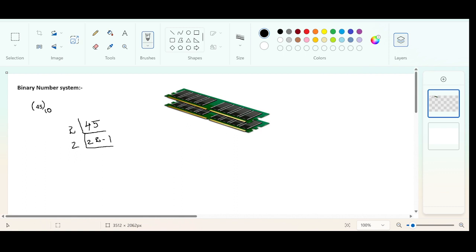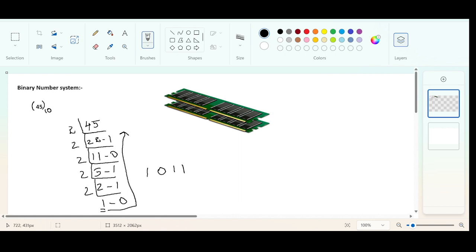Again divide by 2: 11 times 2 is 22, the remainder is 0. Then 5, the remainder is 1. Then 2 2s are 4, the remainder is 1. Then 2 1s are 2, the remainder is 0. I need to divide until the last remainder is 1. I will rewrite this from bottom to top, so the number is going to be 1 0 1 1 0 1.